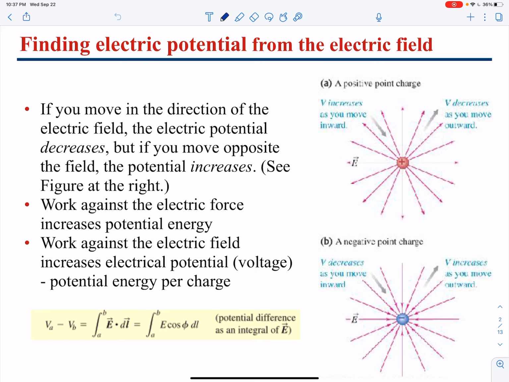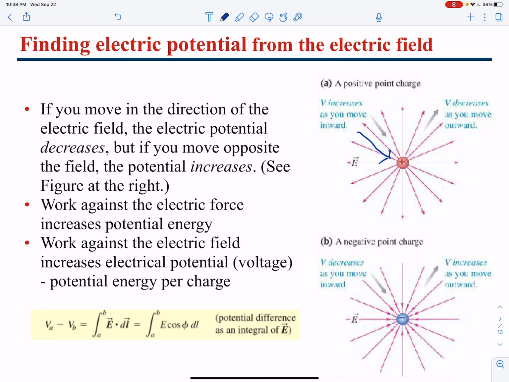Now, as we mentioned the other day, if you move in the direction of electric field, you're going to increase the voltage. By doing work, you're increasing the potential energy of a charge. So as you get closer to this source of a positive electric field, that will increase the potential, or increase the voltage. You can see this in the figure here on the right. As you get closer to the positive charge at the center, the voltage will increase.